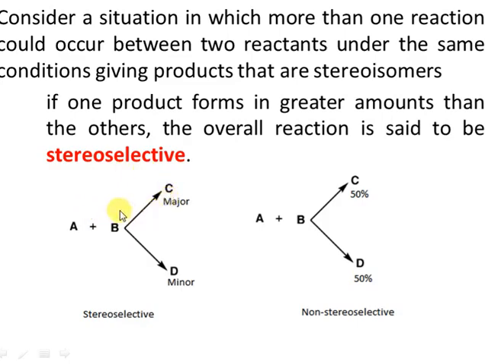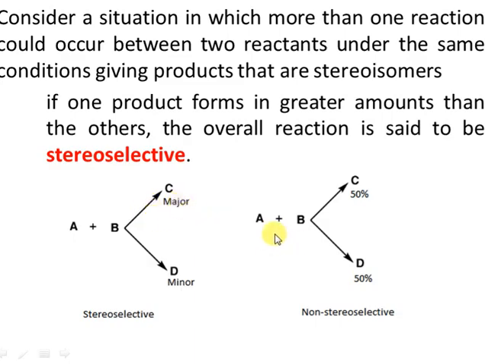So this is more selective, since the reactant or the product is a stereoisomer. Such a reaction will be considered a stereoselective reaction because it is preferring the formation of one of the stereoisomers.